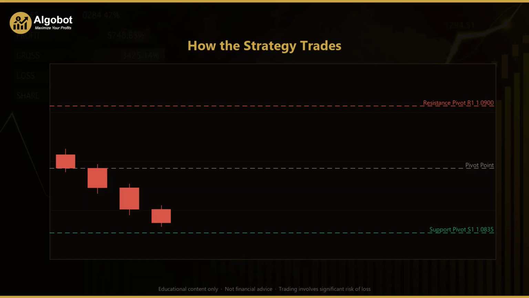Watch the opening candles. Price is drifting lower, easing down from the central pivot toward that green support line. Each candle makes a slightly lower low. Sellers are in control for now, but they're walking price straight into a known support level, and that's exactly where this strategy starts paying attention.